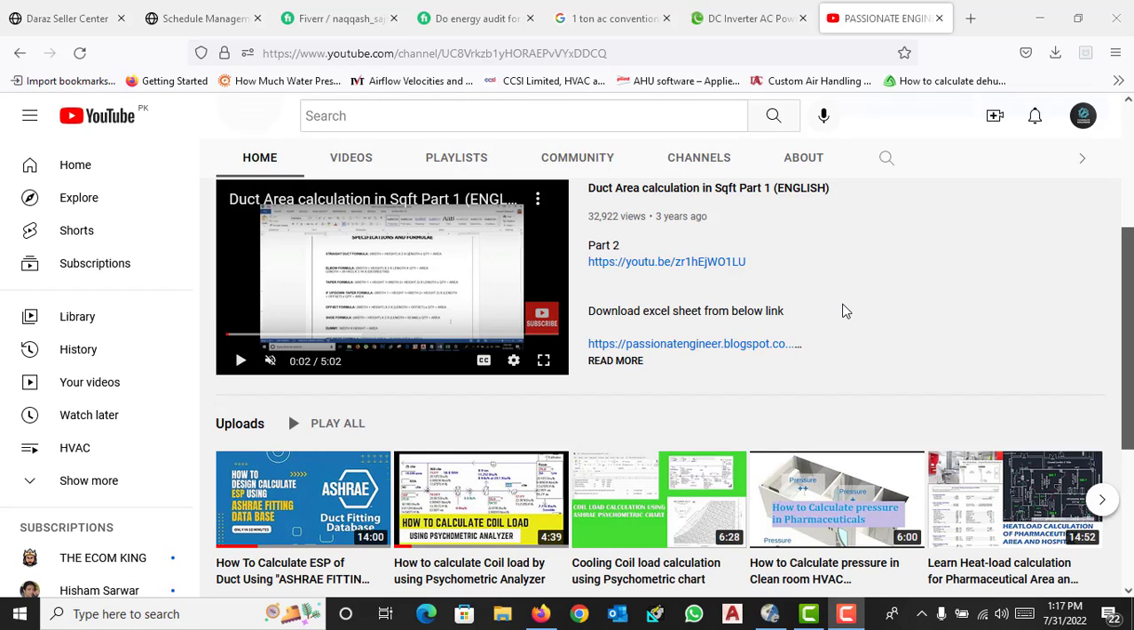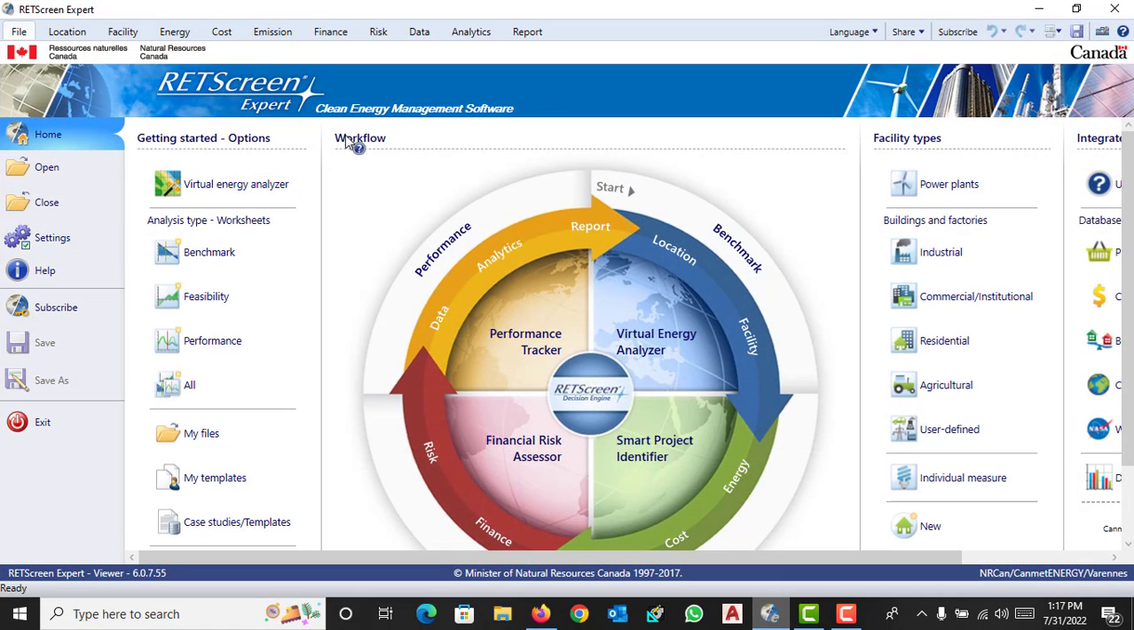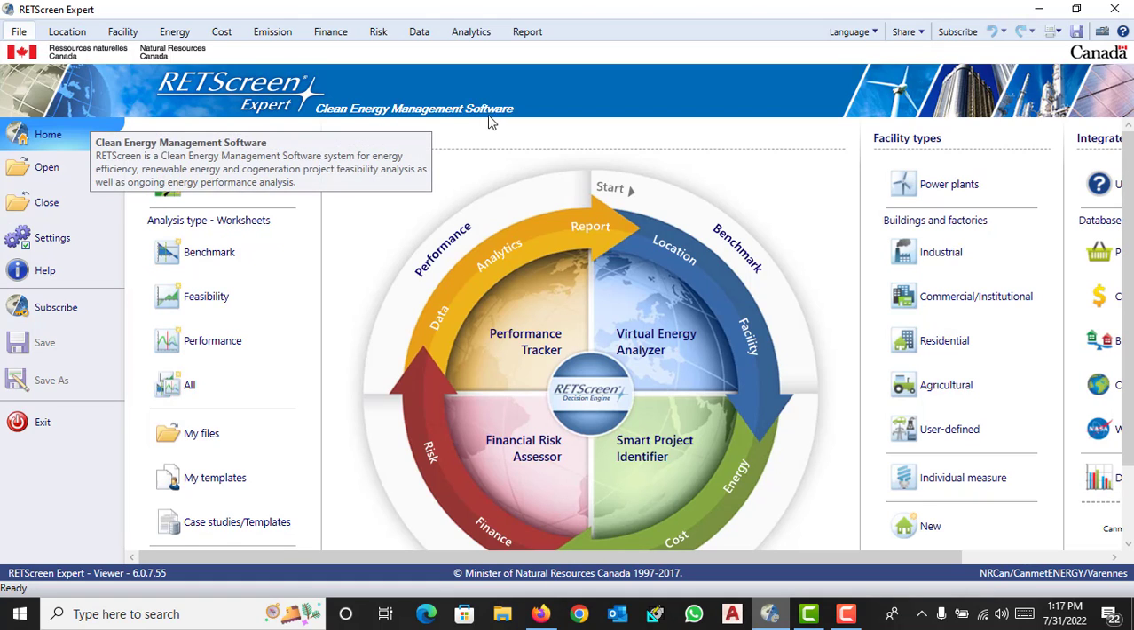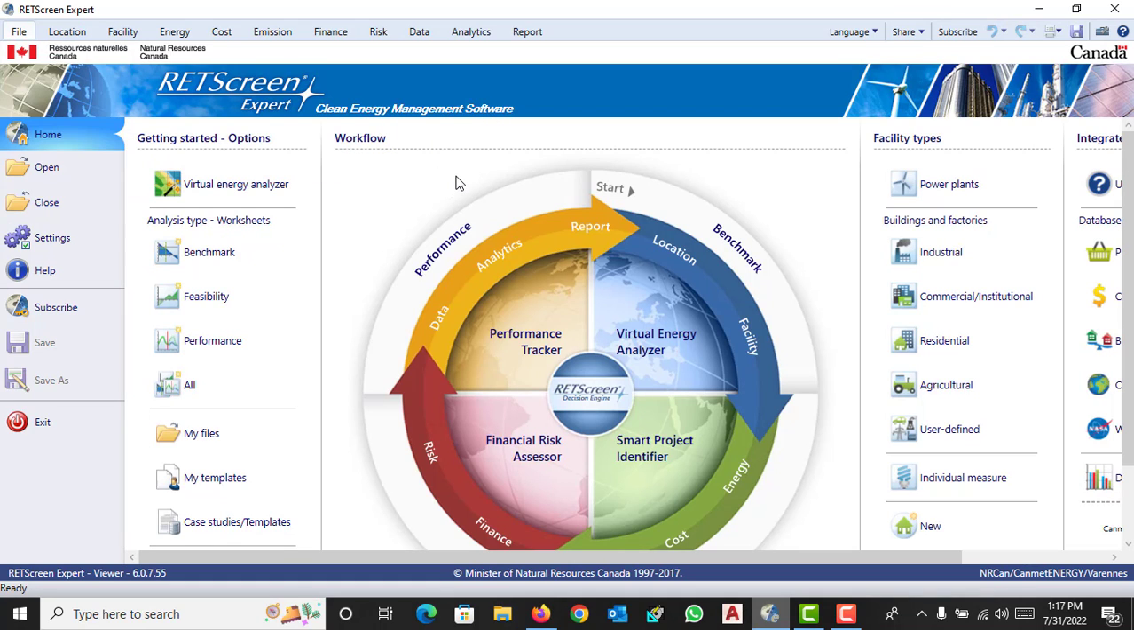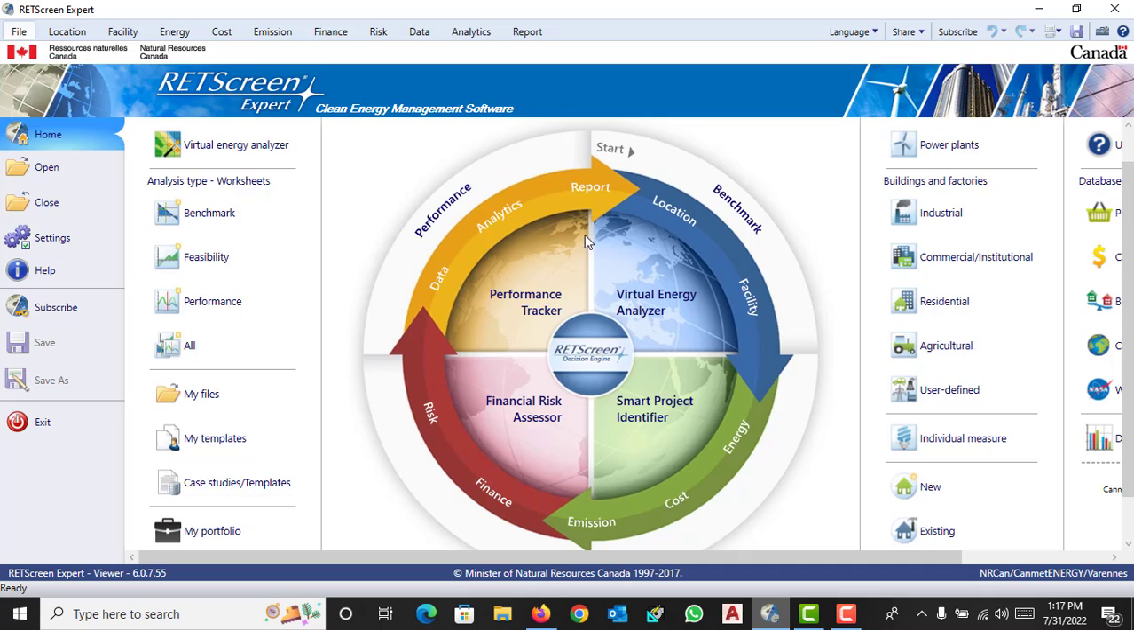It's about the energy audit of the building. I'm using this software, that is RETScreen Expert Clean Energy Management software. By using this software, you can analyze and benchmark the energy of your building, that is how much energy you are going to consume.